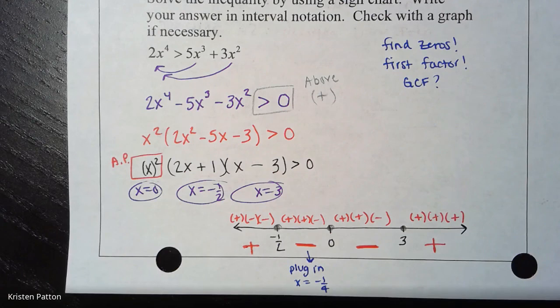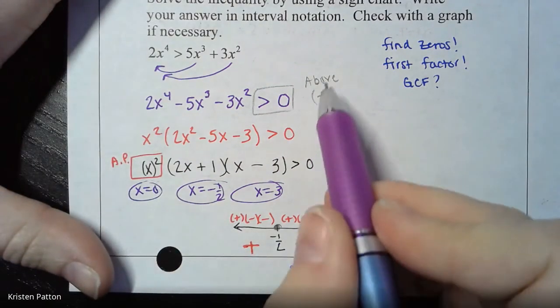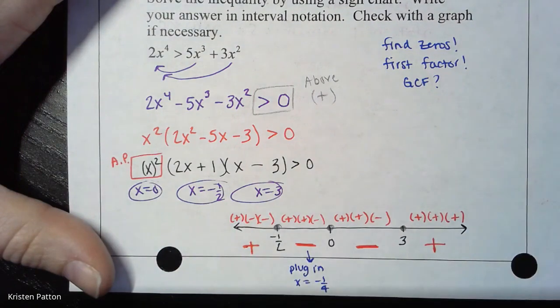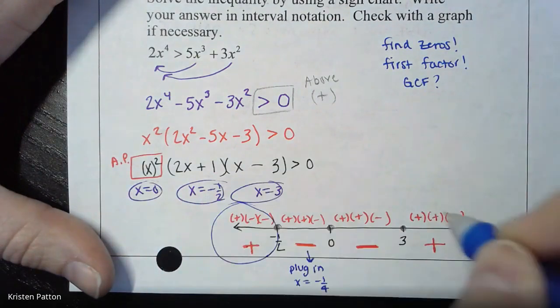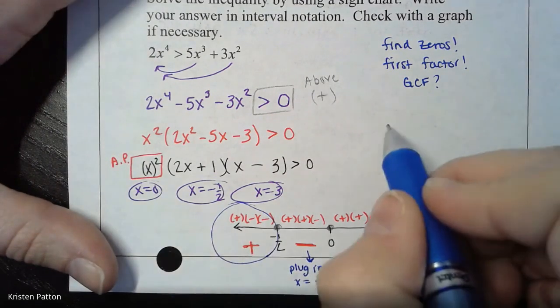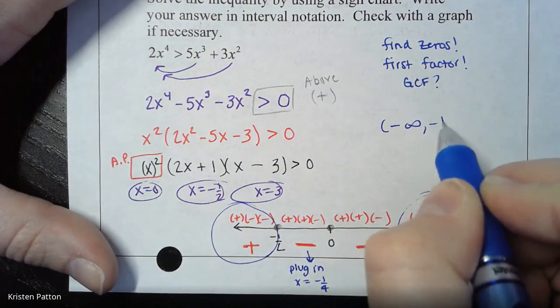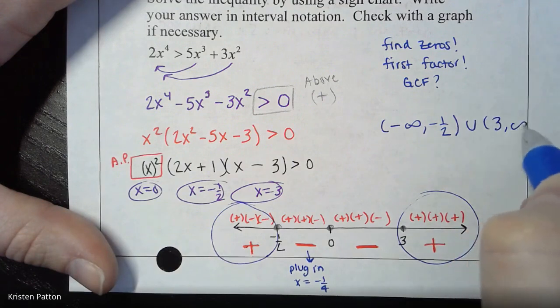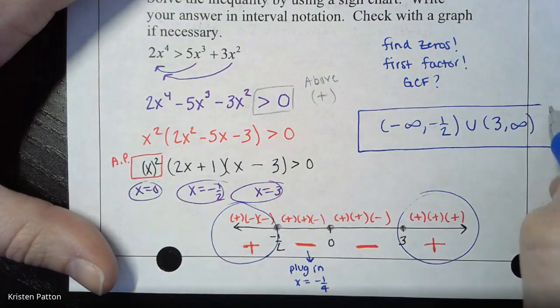So what were they asking us to find? They are asking us to find when our graph is above the x-axis. And that happens here and here. Let's go write those intervals. From -infinity to -1/2. And then I pick up again from 3 to infinity.